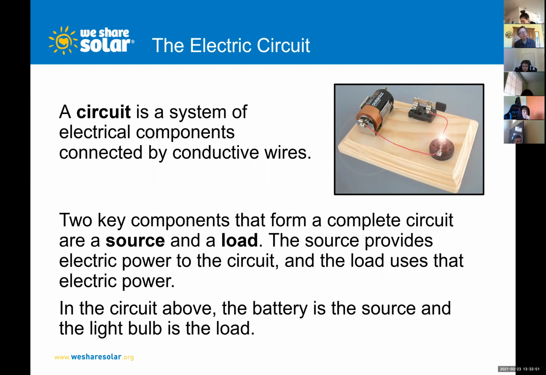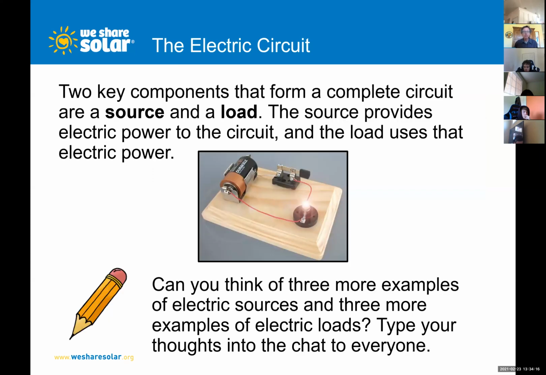The load is not the switch. The switch is not a load or a source. So I'm not telling you that things are always one or the other. I'm saying in any given circuit, there would be at least one source and at least one load, but there can be plenty of things that are not sources and not loads. But in the little picture up here, the battery is the source and the light bulb is the load.